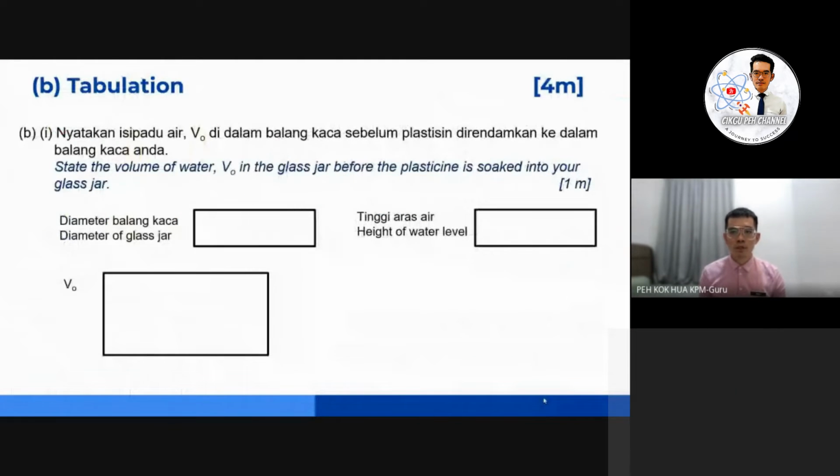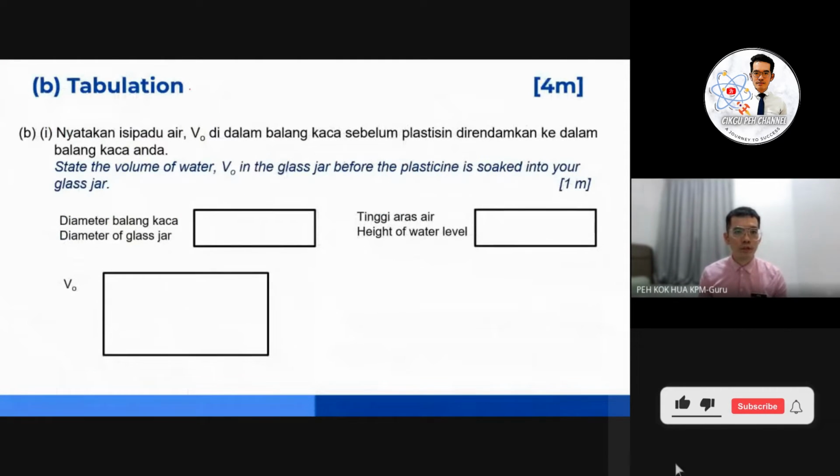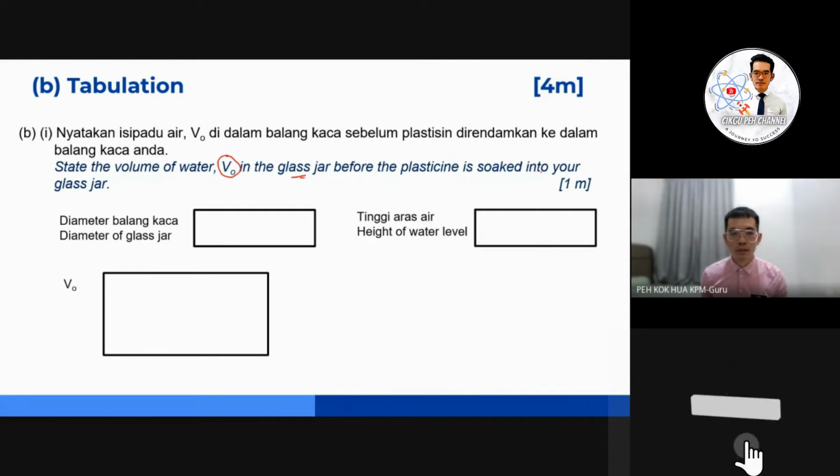Next will be the question regarding the tabulation. So here will be 4 marks. Let us go through the question together. So here we have two questions for the tabulation. So the first, set the volume of the water, V0. Just now I mentioned already, it will be the volume of the water in the glass jar before the plasticine is put into the glass jar.